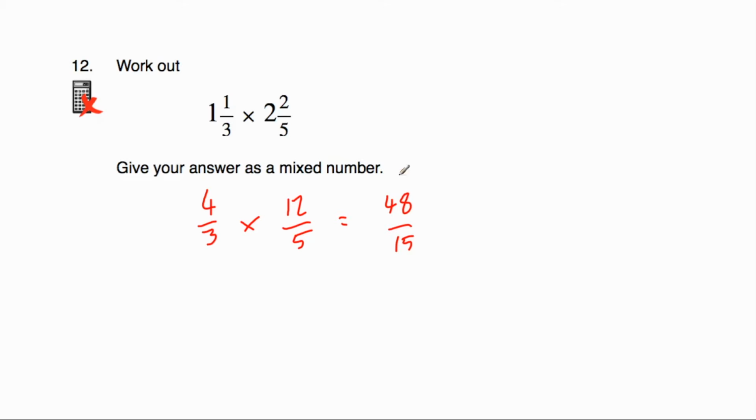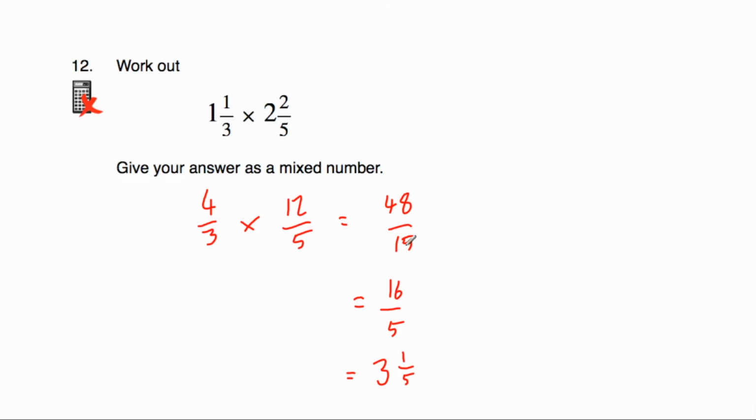So let's first of all cancel these down, okay? So if I was to divide both of these by 3, because both of these numbers are divisible by 3, 48 divided by 3 is equal to 16, and 15 divided by 3 is equal to 5. So that means we've got 16/5. Now that's a top heavy fraction, and we want to change it into a mixed number. So we see how many 5s go into 16. That's 3, remainder 1. So the answer would be 3 and 1/5. So that's our answer. So that's one approach in terms of how we could have done that question.